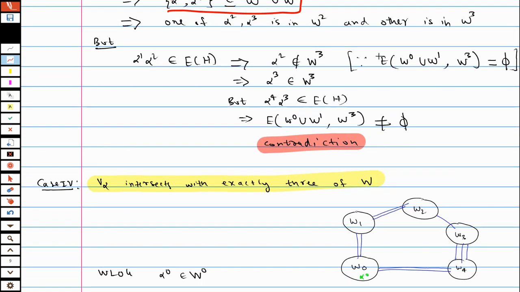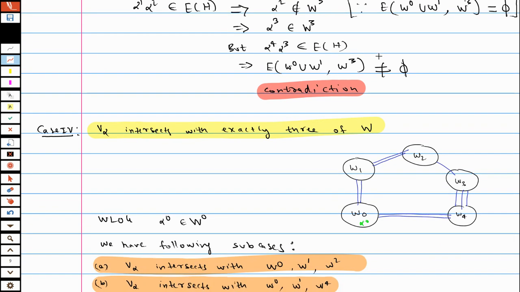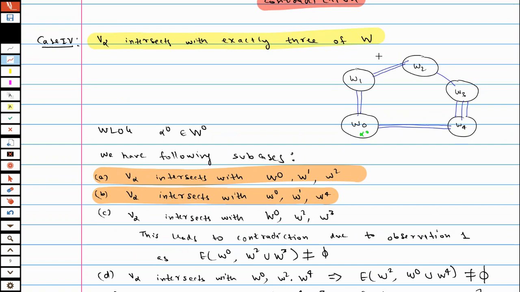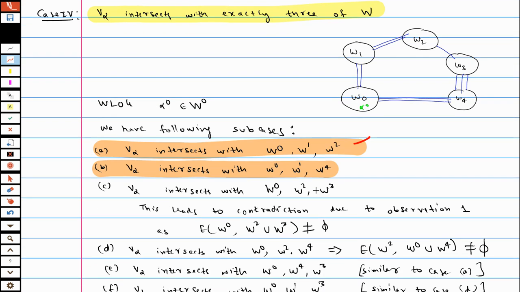Now case 4 is V alpha intersects exactly 3 of W. We have many cases, but there are only two main cases, and I will go with this one, and the other will follow from the same argument. Let's say we have this witness structure again, and alpha 0 in W0. The first case is that V alpha intersects with W0, W1, and W2. The other case is W0, W1, and W4. These are the two cases that we will prove.